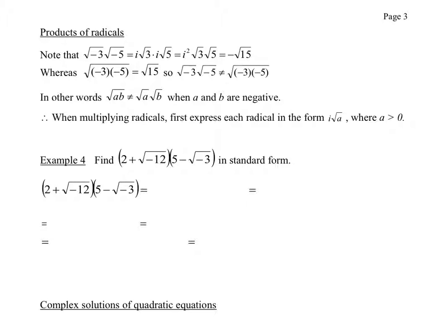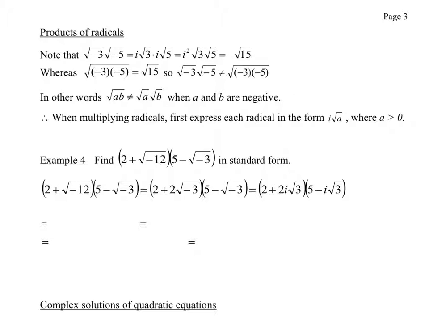In example 4, we're just going to multiply out these brackets as they are here. But before we do that, let's write the square root of negative 12 and the square root of negative 3 in terms of i times something. So if we do that, we'll get, first of all, something that looks like this. This is just the first step towards this, where we've just written the square root of negative 12 as 2 times the square root of negative 3. Not strictly speaking necessary to do it like this, but you can. The next step would be to say, okay, the square root of negative 3 we can rewrite as i times square root of 3.